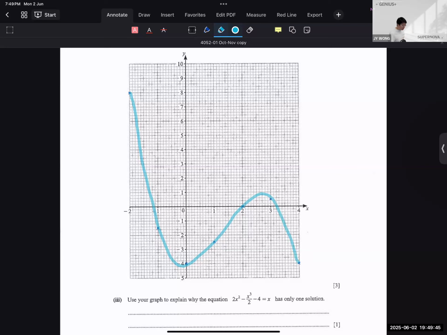I freehand it, and I freehand it pretty well if you ask. It's not going to give me full marks in the exam because this is not considered a smooth curve. But this will be the rough general shape of the curve.